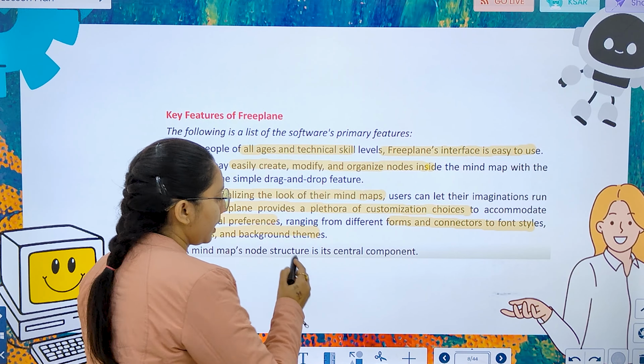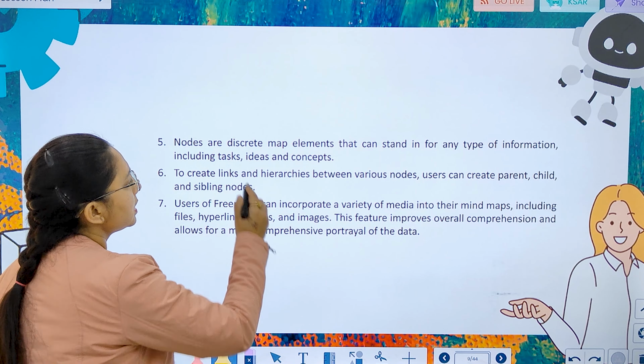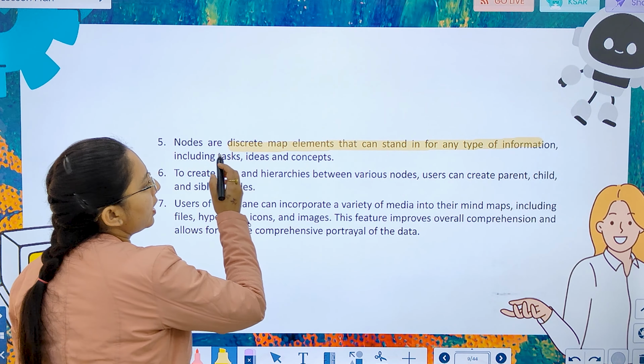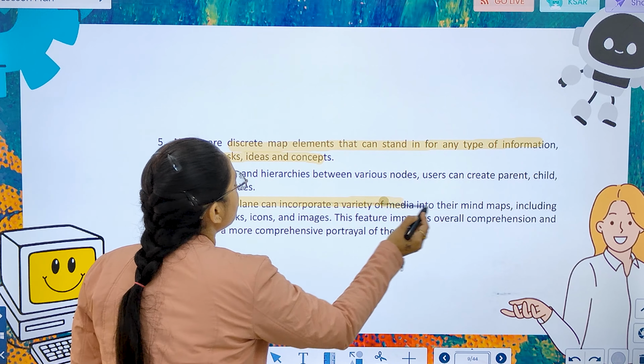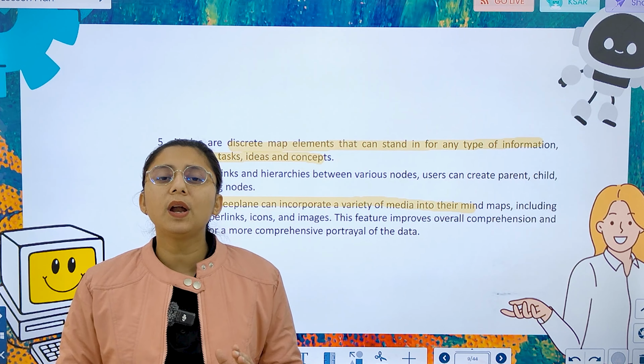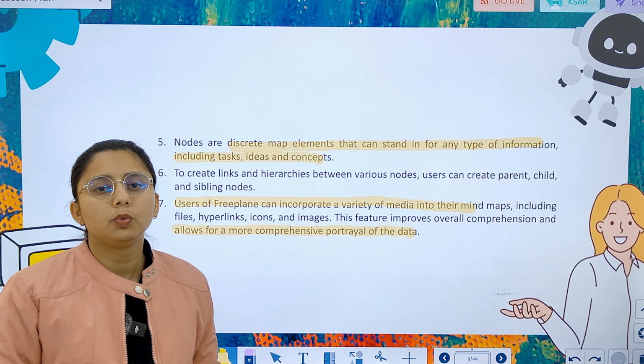Its structure is its central component. Nodes are discrete map elements that can stand in for any type of information, whether it's tasks, concepts or ideas. To create links and hierarchies between various nodes, the user can create parent, child and sibling nodes. If you want to make a mind map with parent, child and sibling nodes, you can make that also. Users of Freeplane can incorporate various media. If you want to add any media to a mind map, you can add it, right? It improves overall comprehension and allows a more comprehensive portrayal of the data. You can add more data.